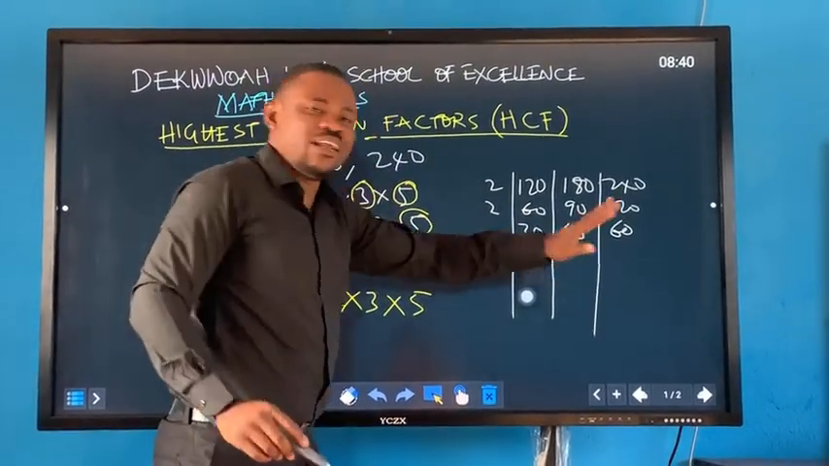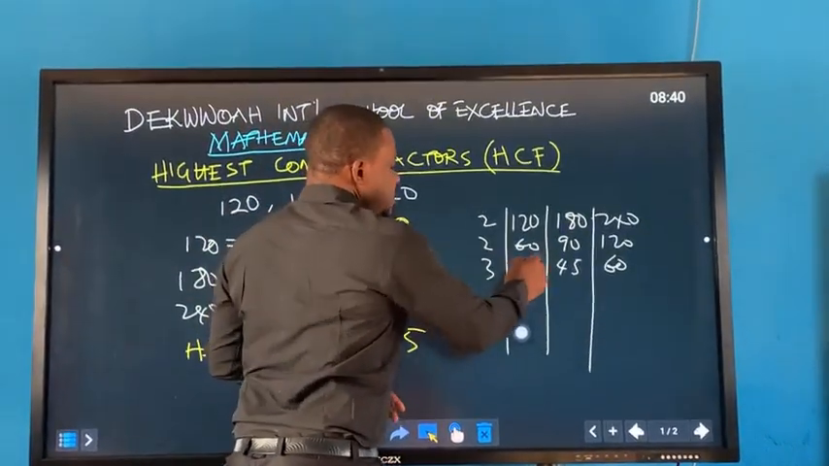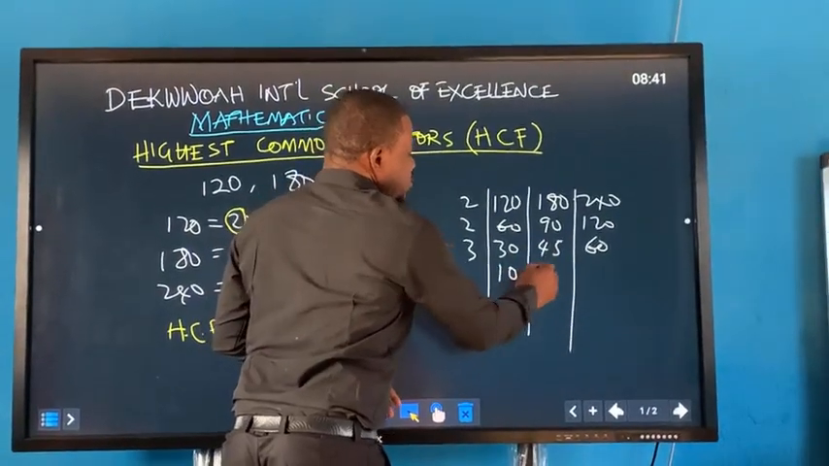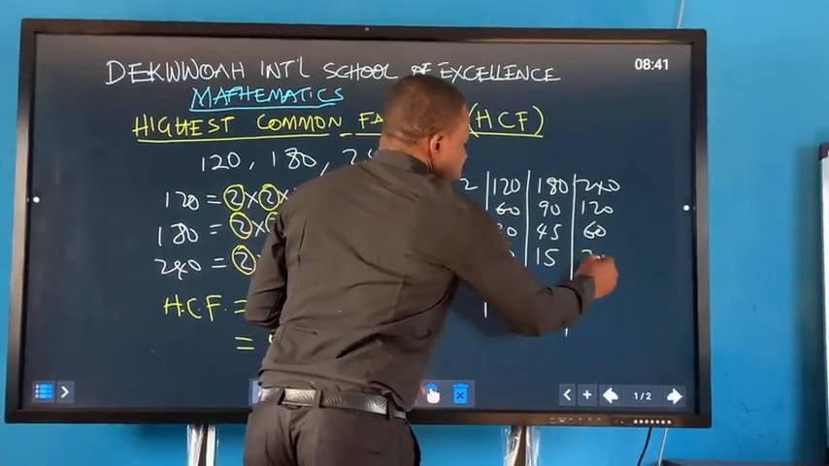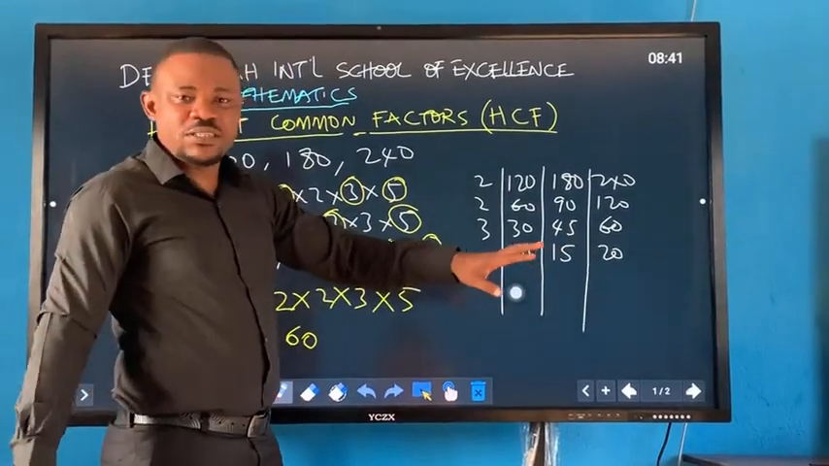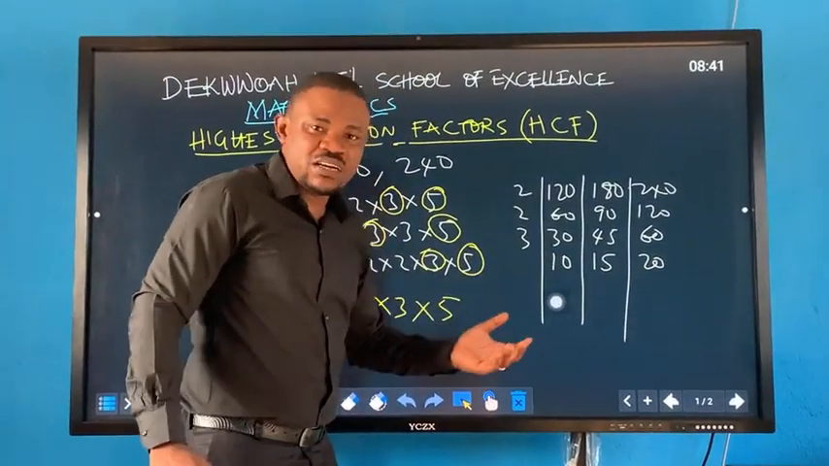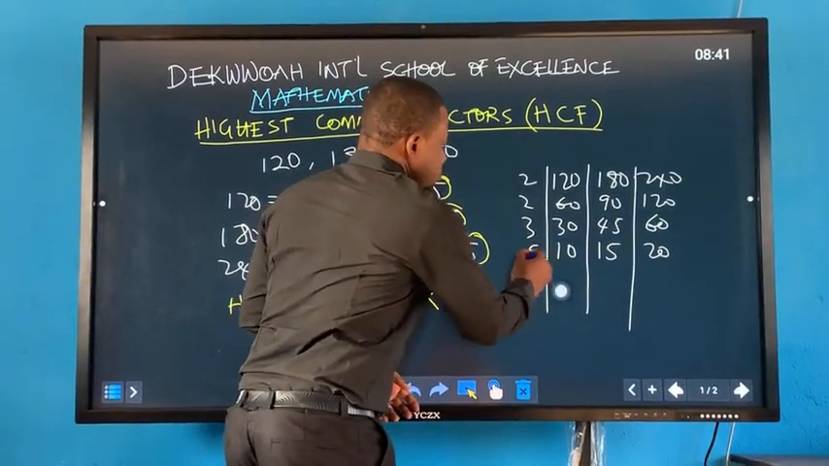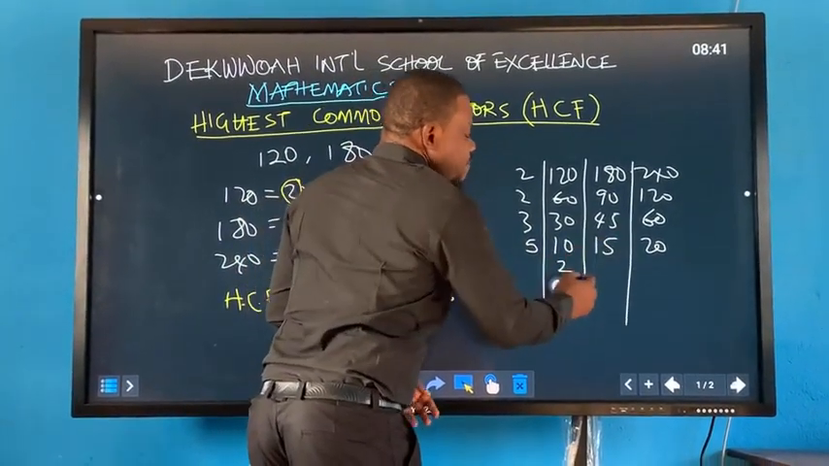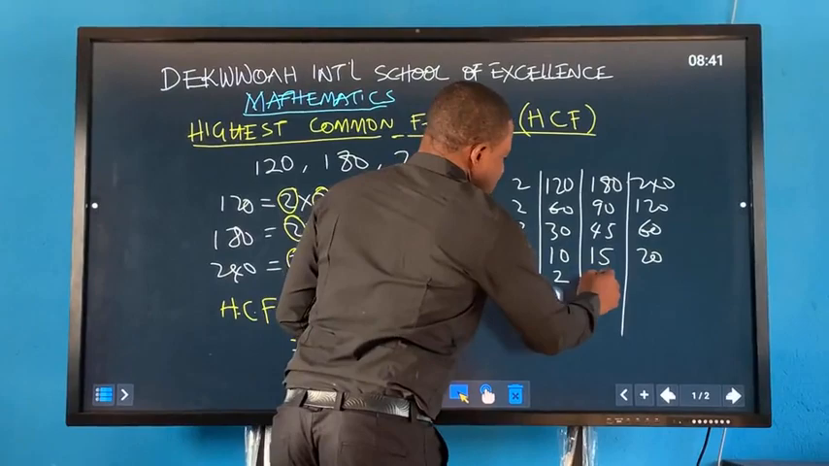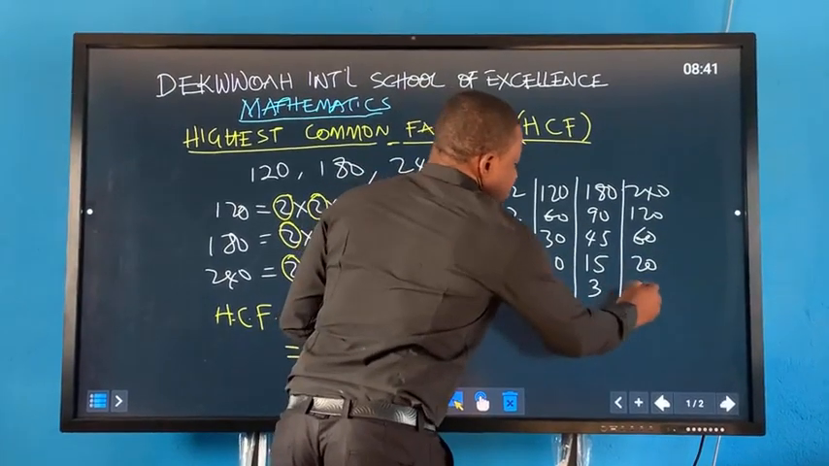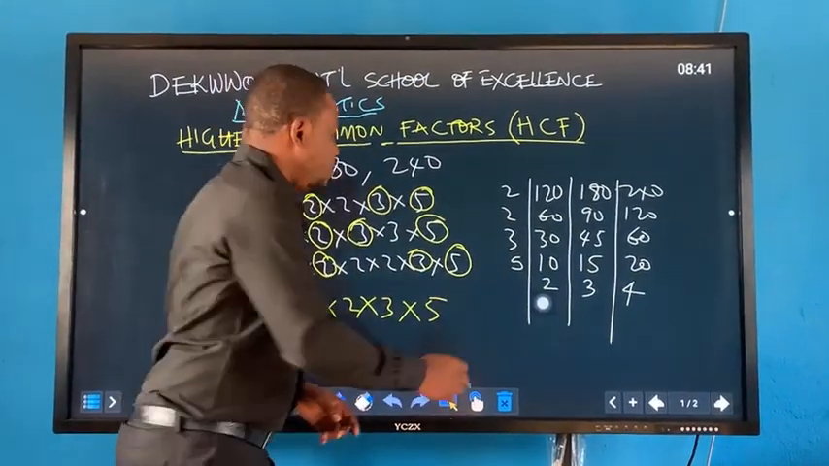But 3 can divide everything. So I go with 3 now. 3 into this is 10. 3 into this is 15. 3 into this is 20. 3 cannot divide everything. 3 cannot divide 10. 3 can divide 15, cannot divide 20. So what can divide everything? 5 can divide everything. 5 into 10 is 2. 5 into 15 is 3. 5 into that one is 4. Are you with me?